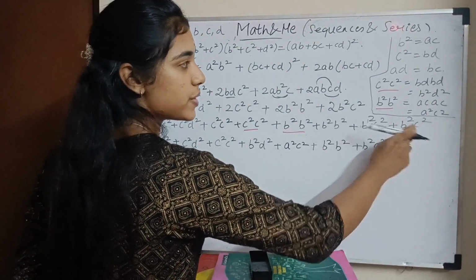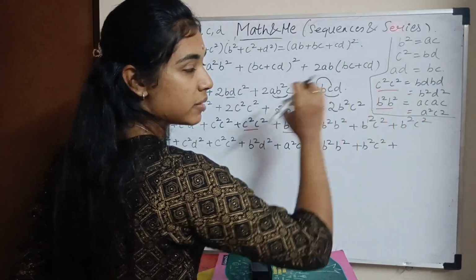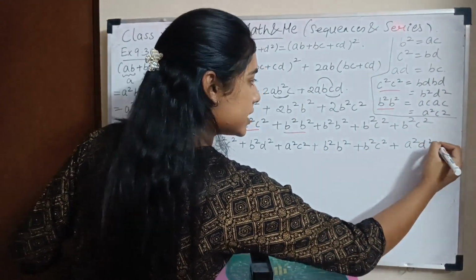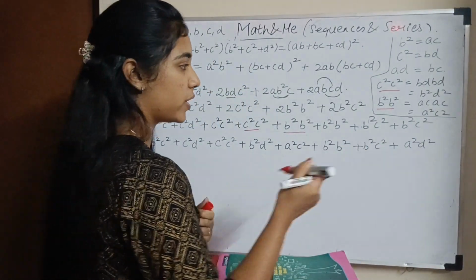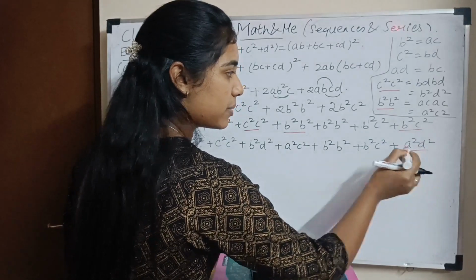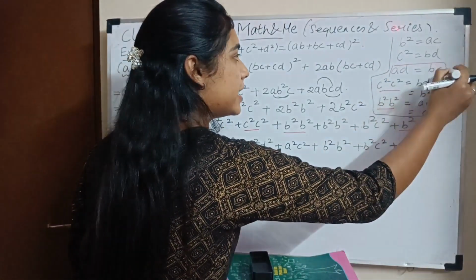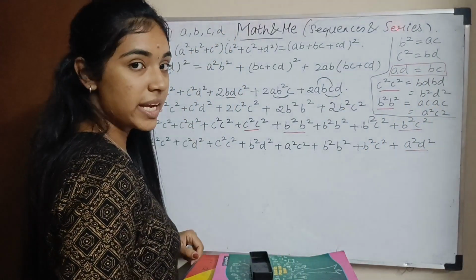So instead of b square c square, what can I write? bc the whole square. bc the whole square is nothing but ad the whole square. Okay? So I have a square d square. You will understand why I am making so many changes when I am doing the next step. So I am replacing this with this, because AD equals BC. Since BC the whole square becomes AD the whole square.